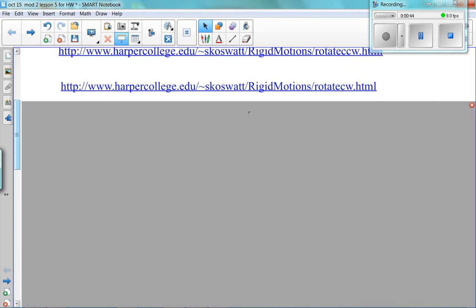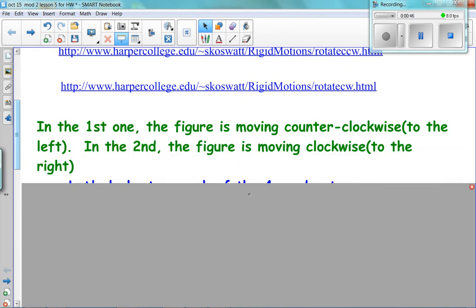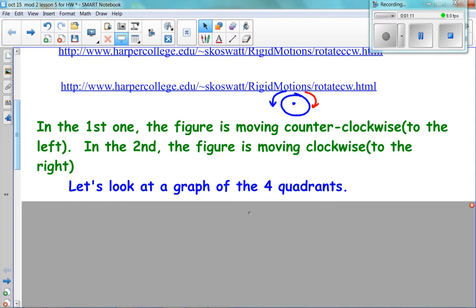So what you should notice is that in the first one you're watching, the figure is moving counterclockwise, which means to the left. Right? We have a clock here. Counterclockwise means you're moving this way. Clockwise means you're moving like the hands of a clock to the right. So in the first one, the figure is moving counterclockwise to the left. In the second one, the figure is moving clockwise to the right.